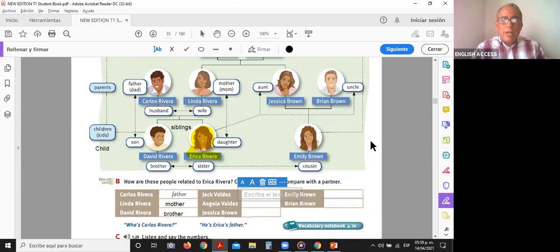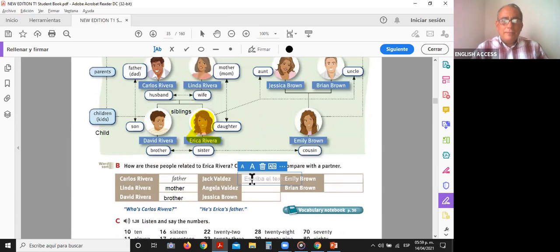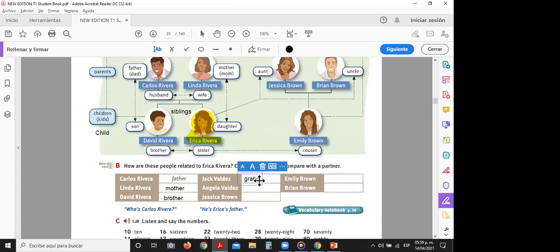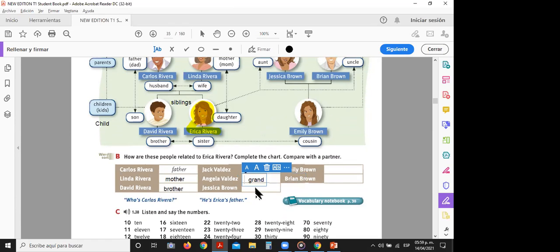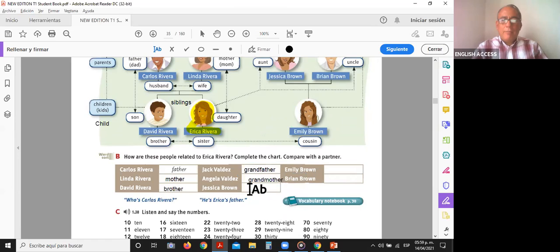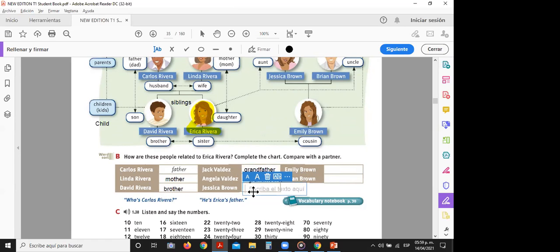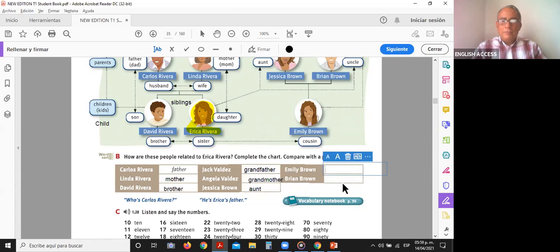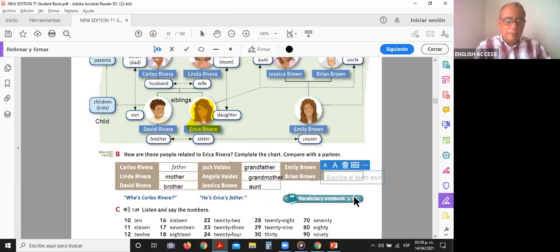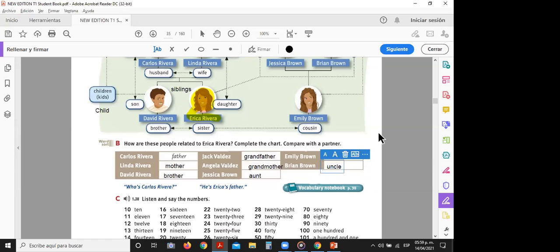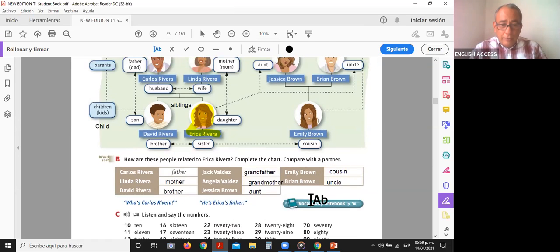Jack Valdez, what is the relationship with Jack Valdez? Grandfather. Very good. Ángela Valdez. Grandmother. Jessica Brown. Aunt. Right here. Emily Brown. Cousin. And finally, Brian Brown. Uncle. Look at the question right here.